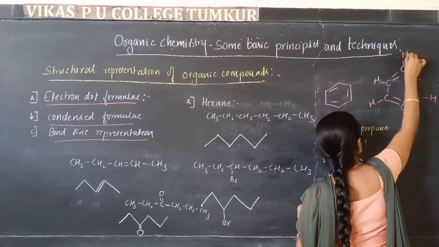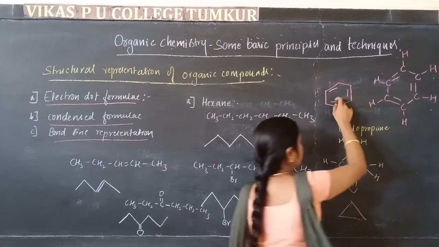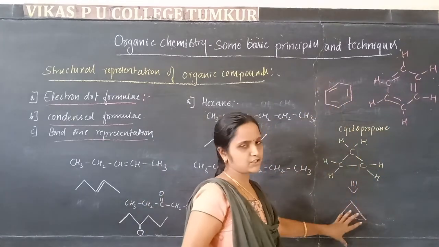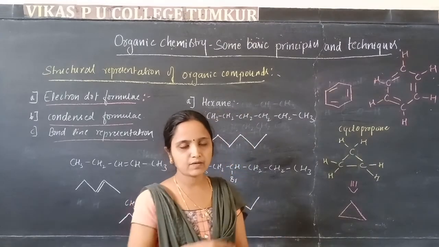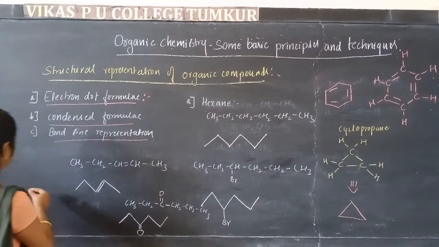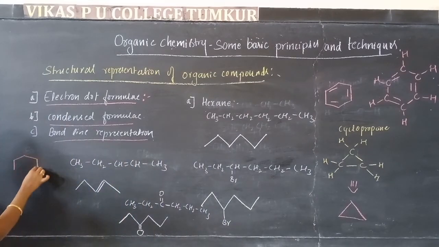This is about the structure of the benzene. That in the simple manner we are going to represent by like this. Means this is about the bond line representation. Cyclohexane we are going to write as that is 6. Cyclopentane. This is about the cyclohexane.